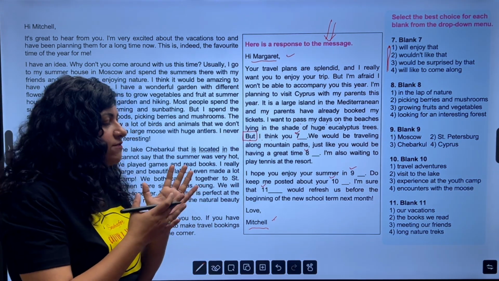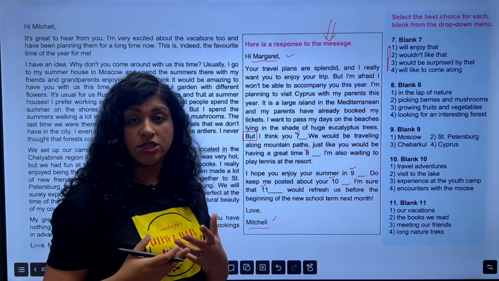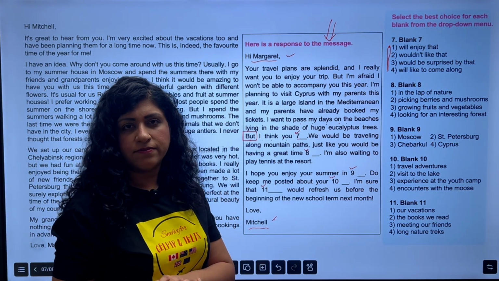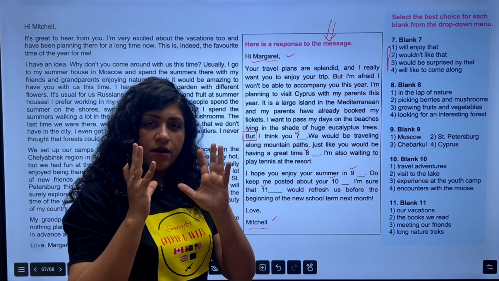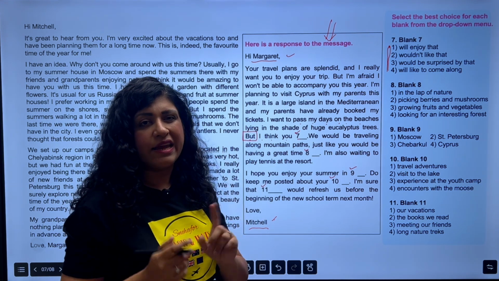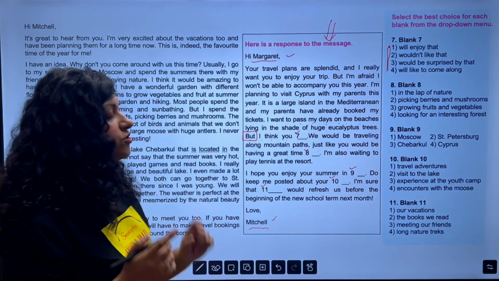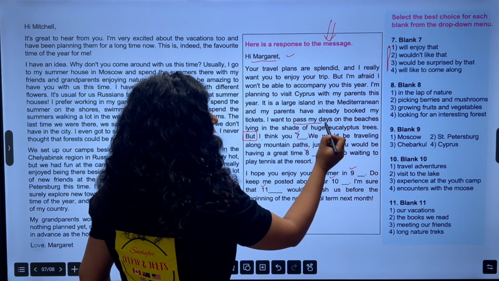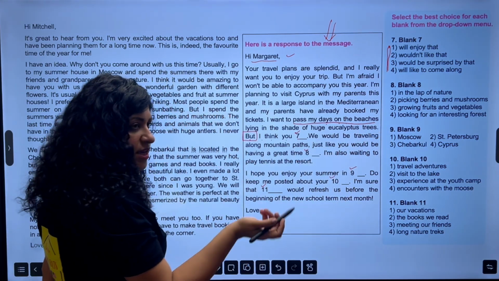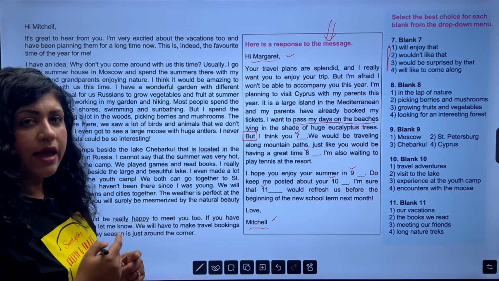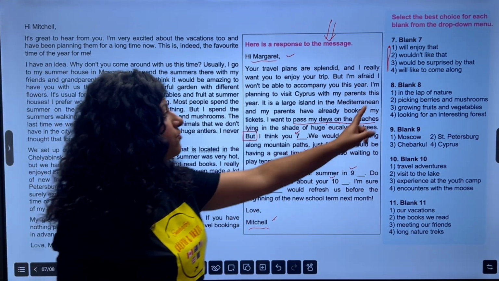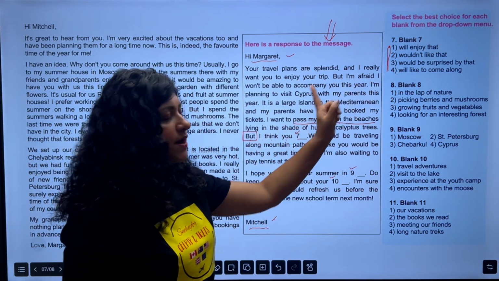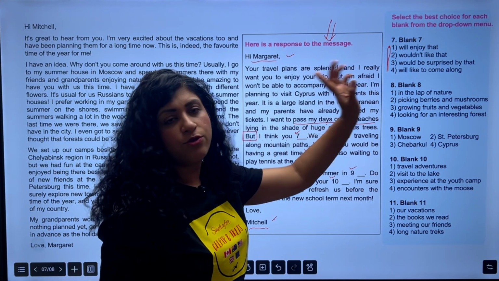We know that whenever we have words such as but, however, on the other hand, whereas, they show contrast. They connect two opposing ideas, right? So if she is saying that she will spend her time on the beach, but I think you will enjoy that, would not like that, would be surprised by that, will like to come along.